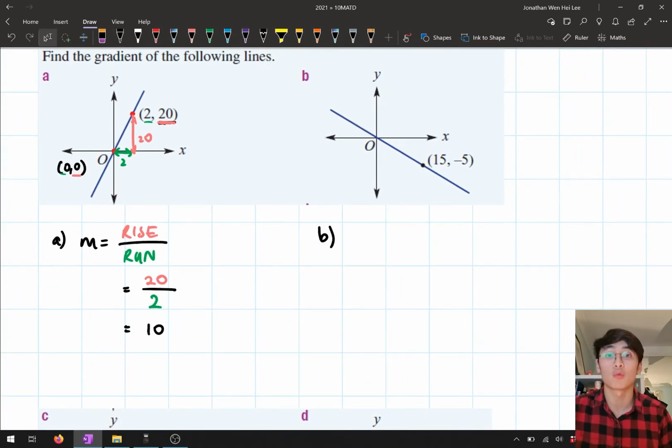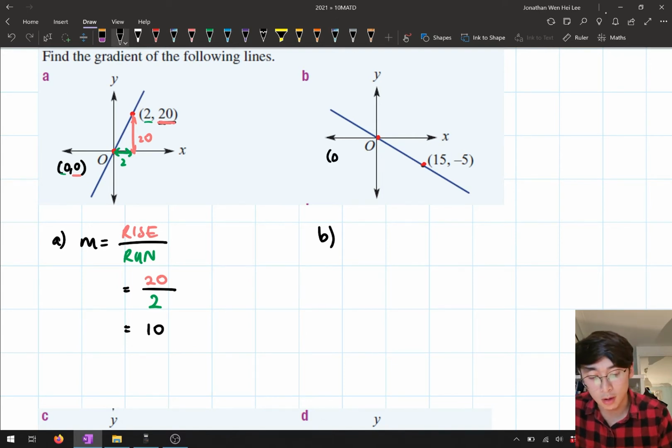When we're looking at the rise, it's our y coordinates. And when we're looking at the run, it's our x coordinates. And once again here, we have one point at 15, -5, and we have a second point at the origin. So here we're just counting up how many units to get from the origin at 0, 0 to my point here at 15, -5.